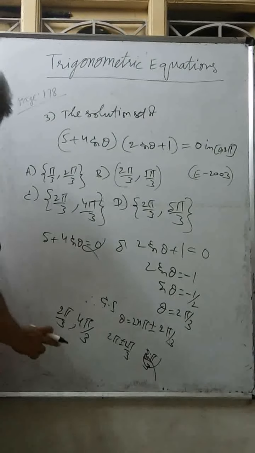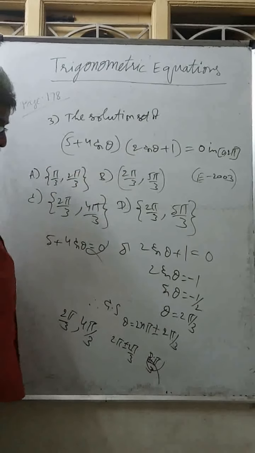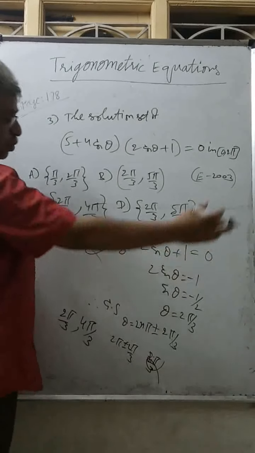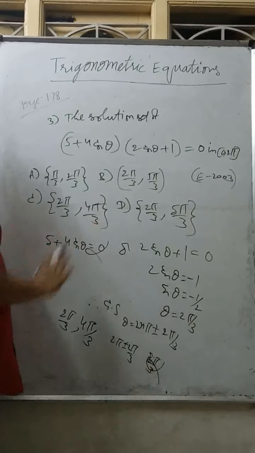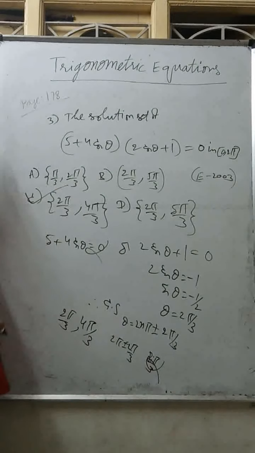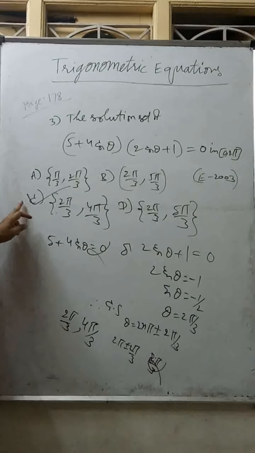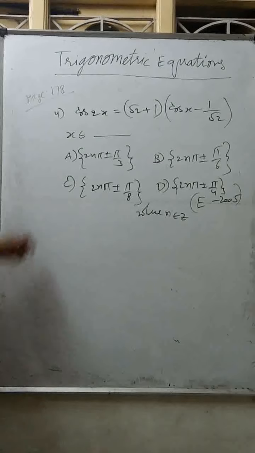So the only solutions are 2 pi by 3 and 4 pi by 3, as it is asking only in between 0 to 2 pi. If I take n equal to 3, this is more than 2 pi. So I need only up to 2 pi. So the solution is 2 pi by 3, 4 pi by 3. Option C is our answer.